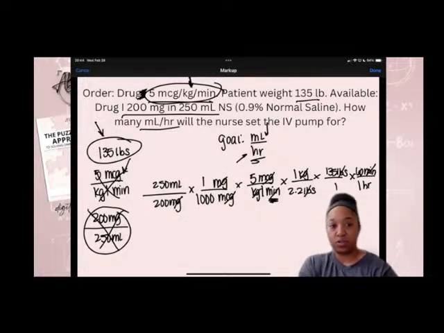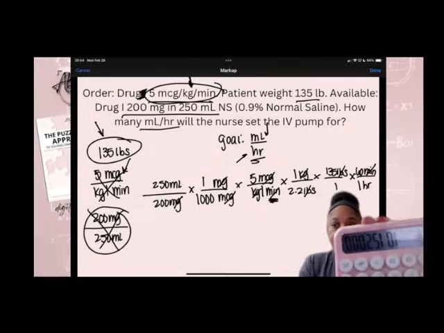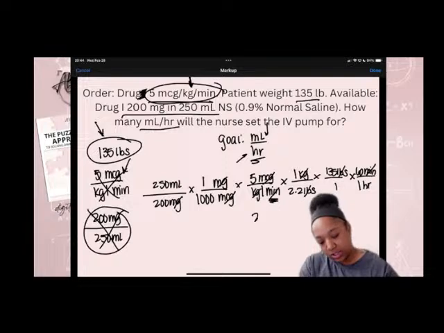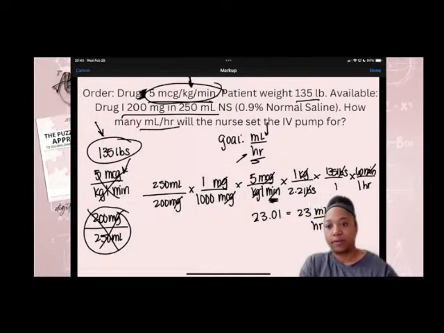So you see, I got this big number, right? And then I hit divide already. So 200 divide 1000 divide 2.2. Then I hit equal one time, and that's going to give me my answer, which is 23.01. So if we rounded this to the nearest whole number, it'll be 23 milliliters per hour.